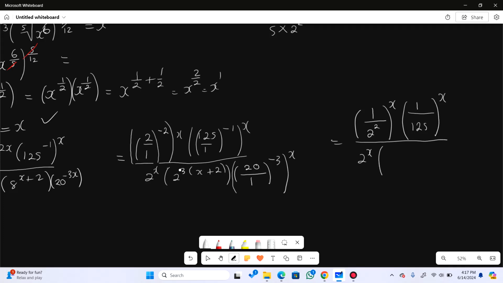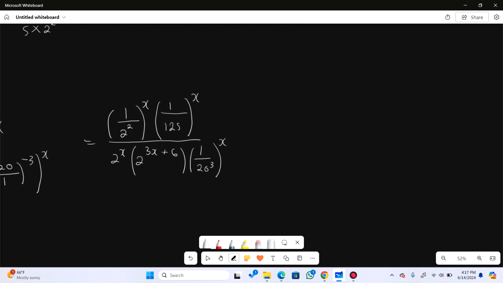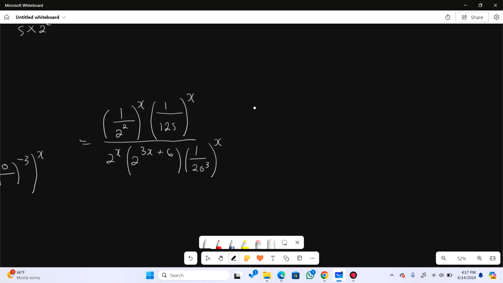times, again here I just put in that 3 inside, so now I have 3x plus 6. And then times, I'm changing these two again, I'll have 1 over 20 cubed raised to the power x. Okay, so now let us simplify this further.